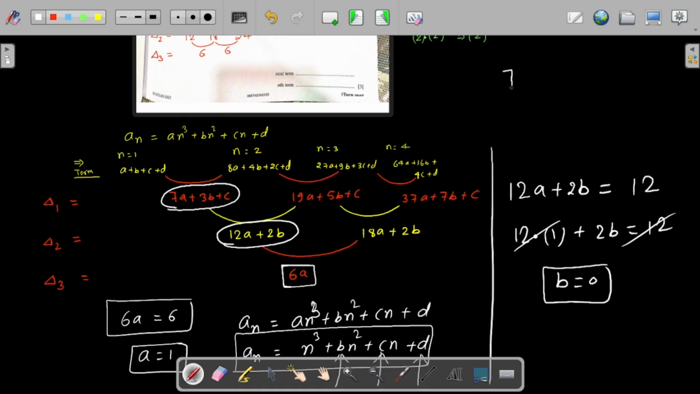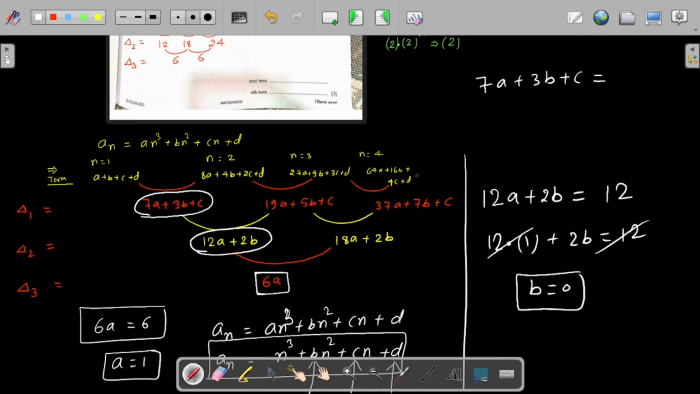What's the first difference? It's 7a plus 3b plus c is equal to, what was the first difference? First difference was 7. So write 7 here. So we get the value of a as 1. It's 0 plus c is equal to 7. So from here again c is equal to 0. So c is equal to 0.